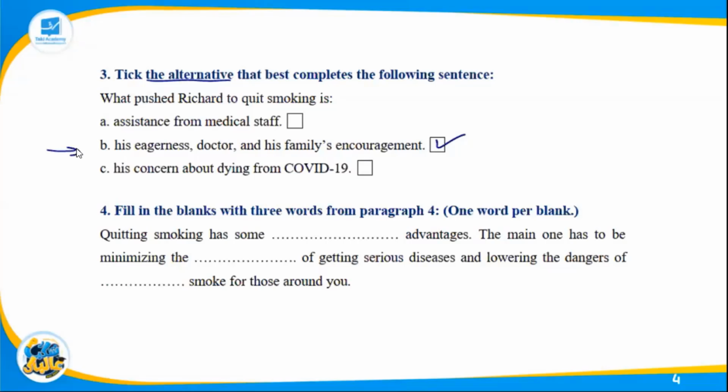Donc his concern about dying from COVID-19 is just a detail. Okay? Alright. All good? Number four, fill in the blanks with three words from paragraph four. Okay? One word per blank. Okay? All right.